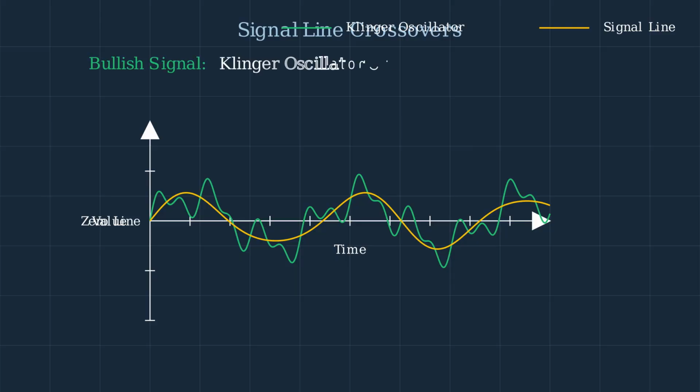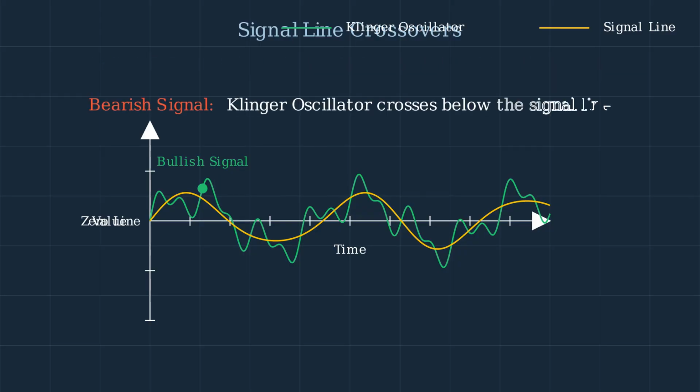A bullish signal occurs when the Klinger oscillator crosses above its signal line. This suggests potential upward price movement as volume flow is becoming more positive. Conversely, a bearish signal happens when the oscillator crosses below its signal line. This indicates potential downward price movement as volume flow is becoming more negative.